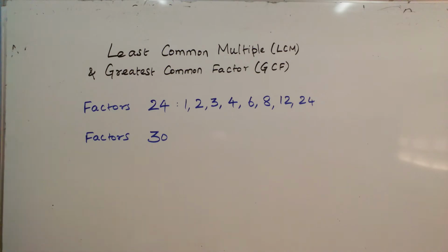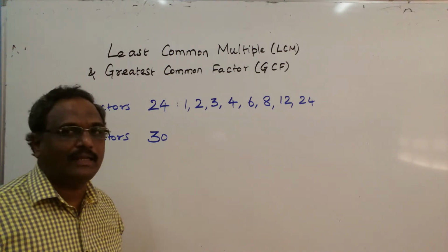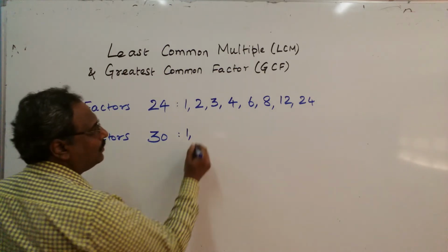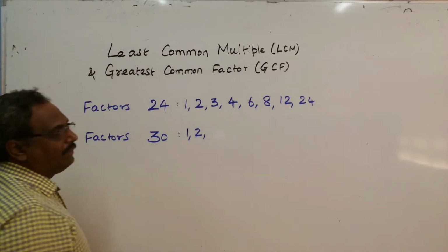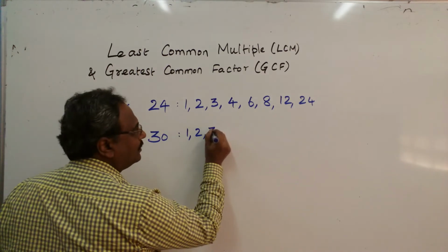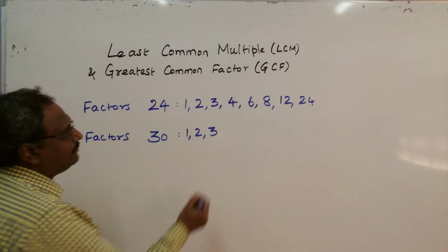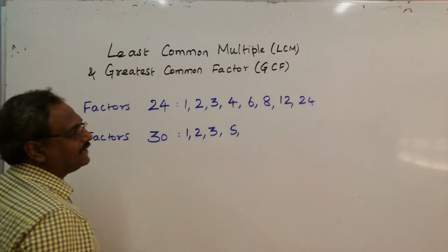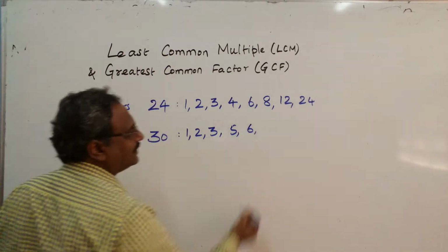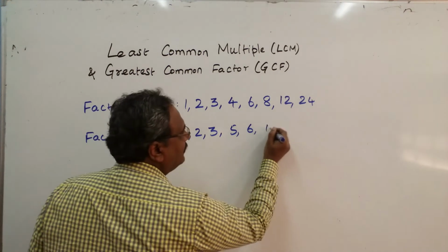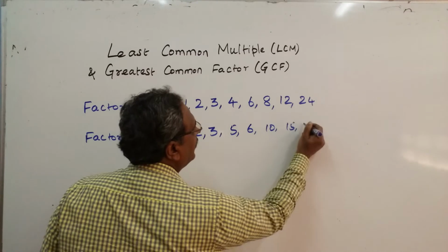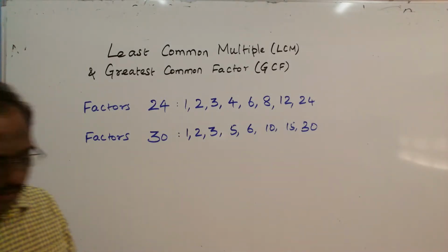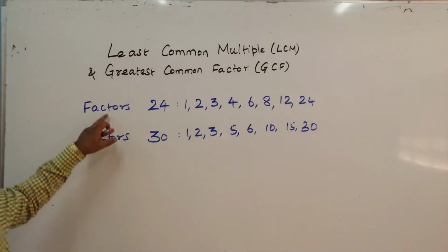In the same idea, I am going to find the factors of 30. What are all the factors? 30 divided by 1. 30 divided by 2, 15. 30 divided by 3, 10. We cannot divide by 4. 30 divided by 5, 6. 30 divided by 6, 5. Then 10, 15 and 30. Now, when we check this, these are all the factors.